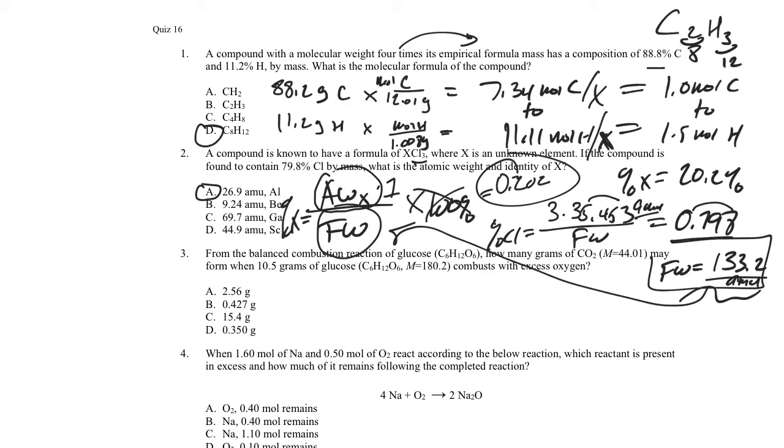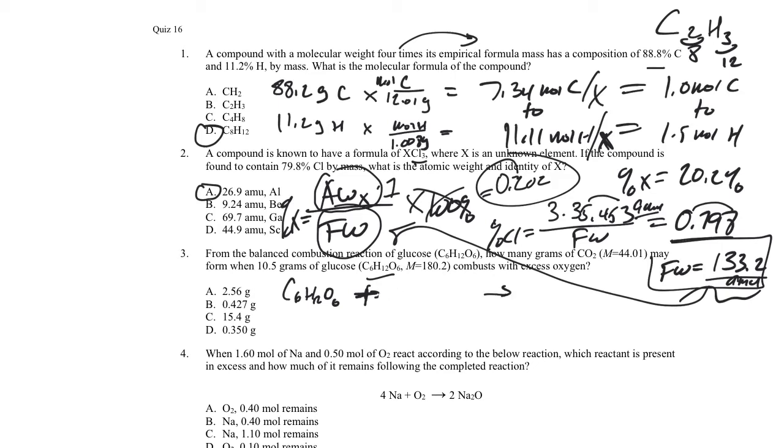From the balanced formula, we get CO2 and water by the combustion of glucose. So from the balanced combustion reaction of glucose, how many grams of CO2 may form when 10.5 grams of glucose combusts with excess oxygen? So we're just taking C6H12O6, given as glucose, reacting with O2 to form CO2 and water.